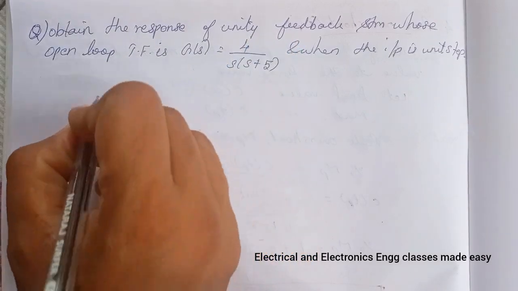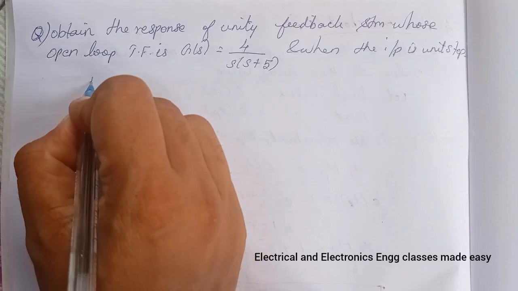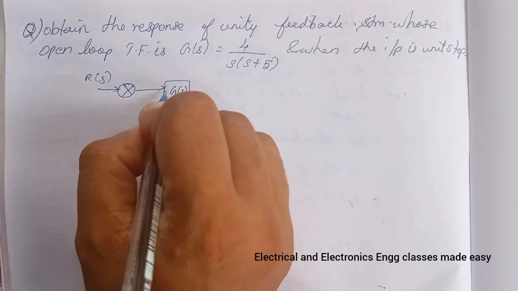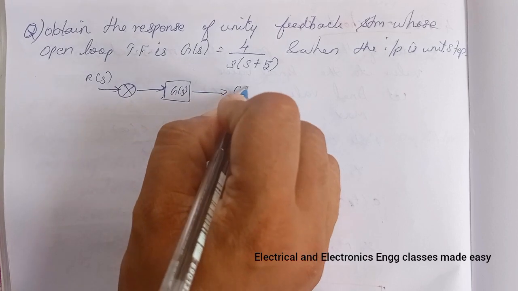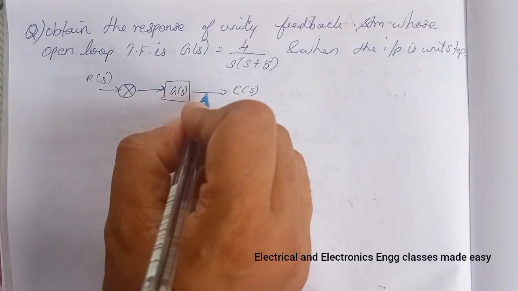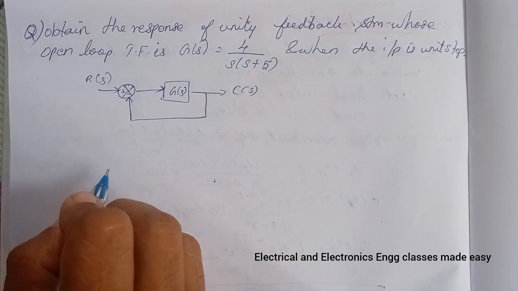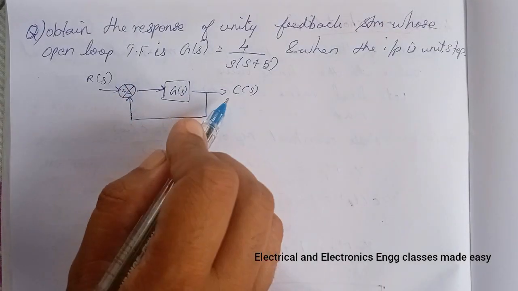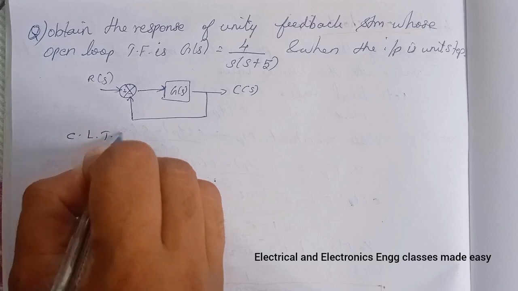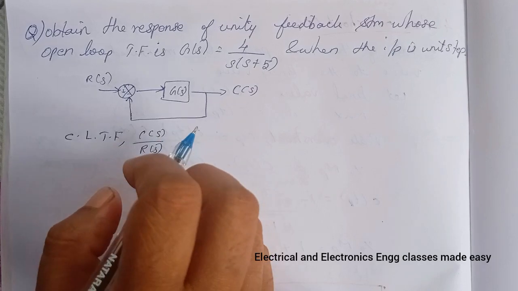So first of all we have to draw the closed loop system. Let this be the input R(s) and this is the open loop transfer function G(s) and this is C(s), that is the output, and it is given that unity feedback system. So this is a unity feedback system. So first of all we have to find the closed loop transfer function, that is C(s) divided by R(s), which is the transfer function.